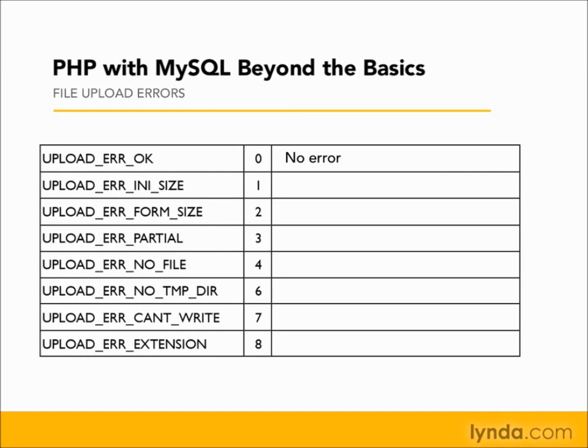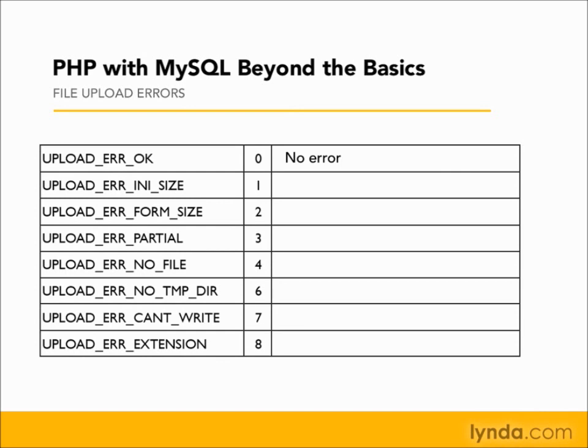We can say, if we get back UPLOAD_ERR_OK, or if we get back 0, then take this action. So both of them will work for us. I find it's a little easier to work with the named ones than it is the numbers, but if you find it's easier for you the other way around, that's fine. And then the third column there explains what each of the errors are. So we've seen the first one.